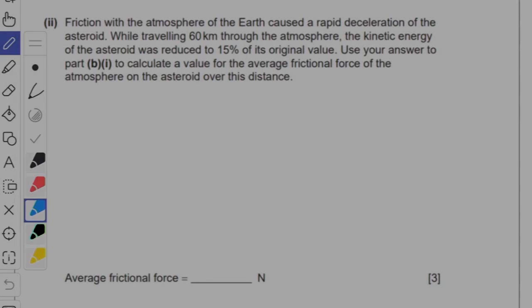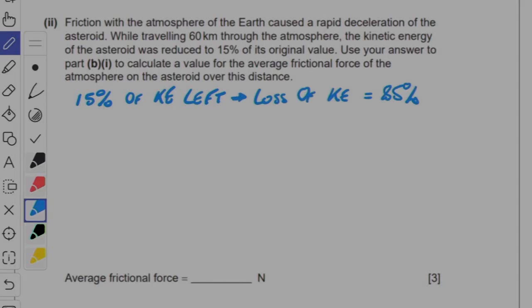So this is like an idea that you've got this average force, it causes this slowing down over the distance of 60 kilometers of motion. So the average force and that distance is taking us back to our definition of work, really, isn't it? So if we've got 15% of the kinetic energy left, we have lost 85% of the original kinetic energy. So we need to find 85% of the kinetic energy and put that equal to the work done, and that will allow us to figure out a force.